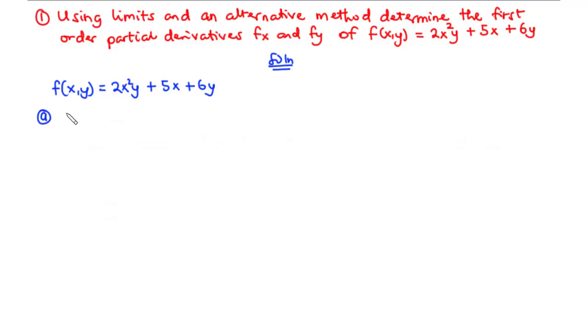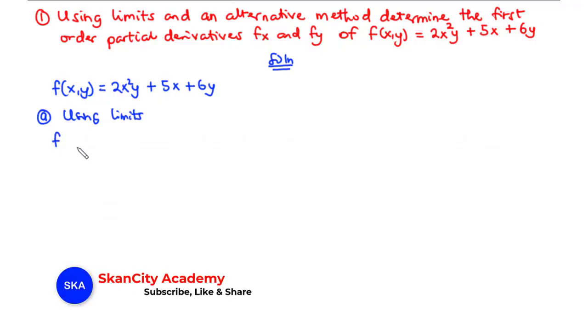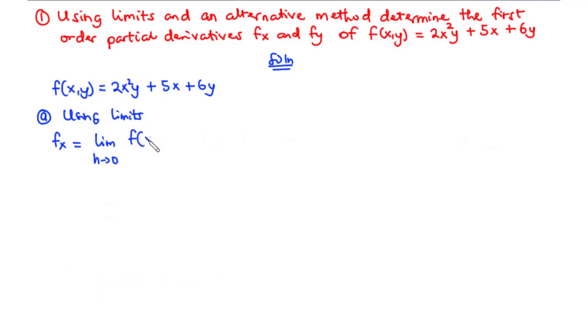So A, using limits, how do we find the first order partial derivative fx? So fx is given by the limit as h approaches 0 of the function f of x plus h, y minus f of x y all divided by h. So f of x plus h, y means that wherever we see x in the original function, we are going to replace that by x plus h.